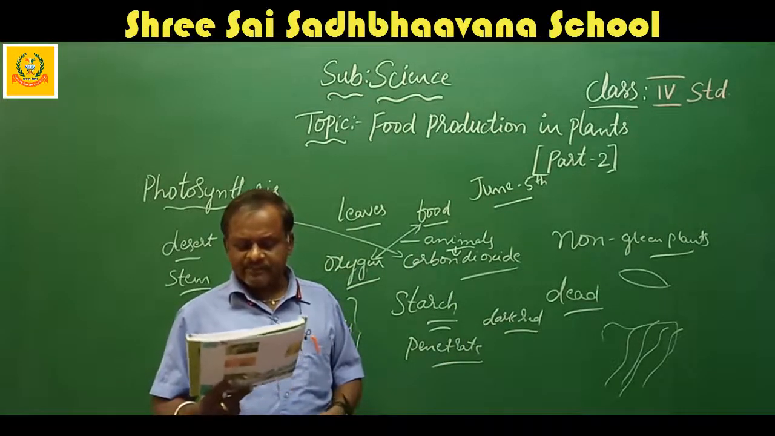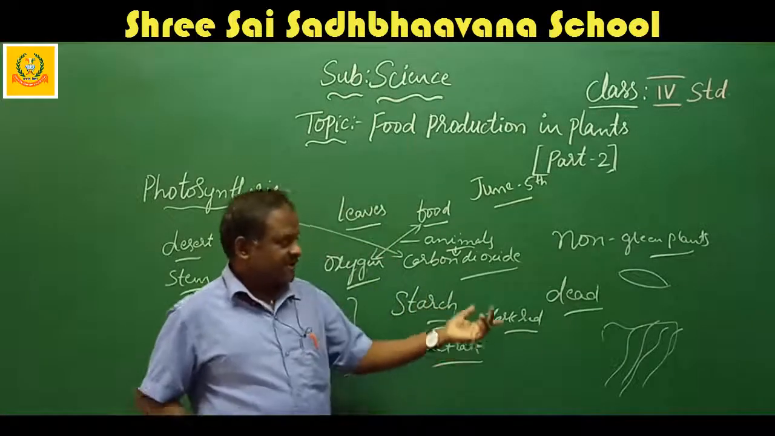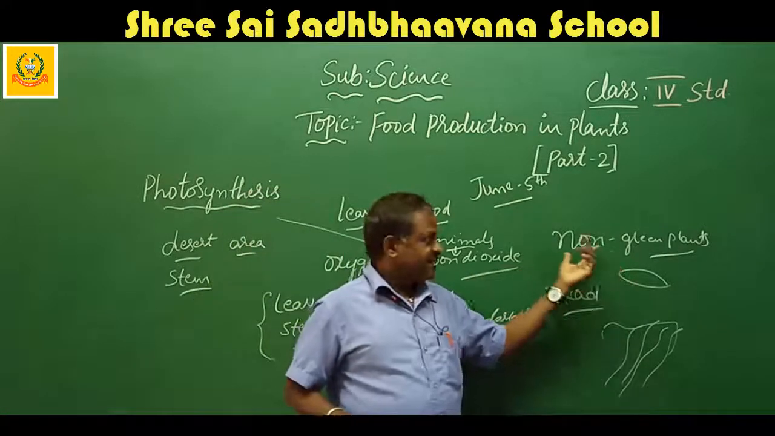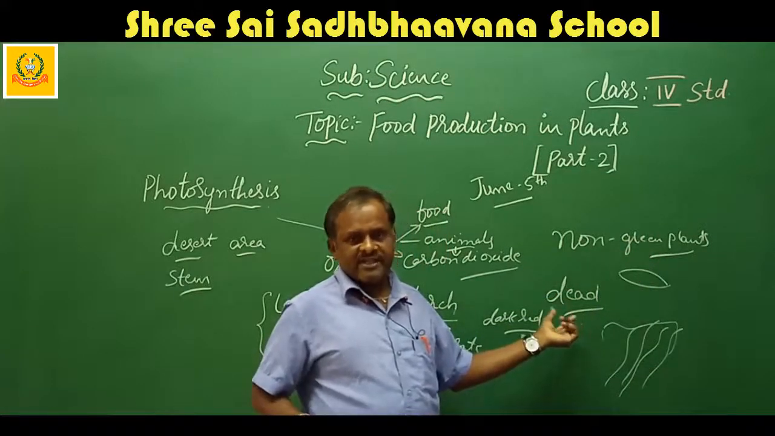Some unusual plants such as mushrooms and fungi do not have chlorophyll, so they don't produce the food. They are called non-green plants. They depend on the dead animals for their survival.